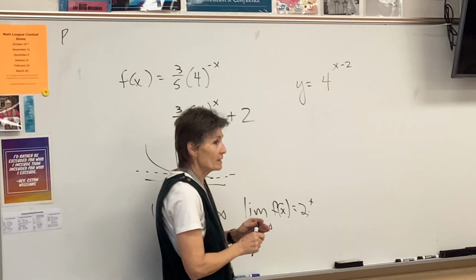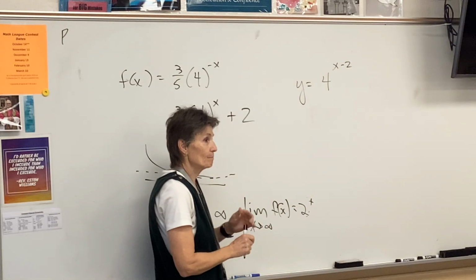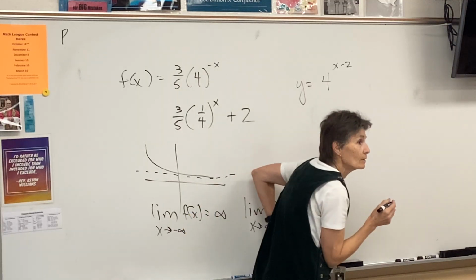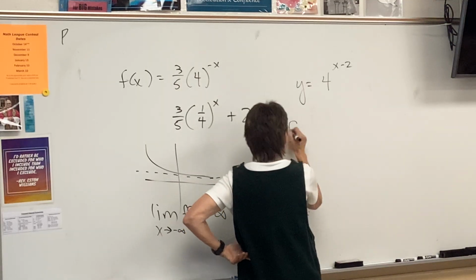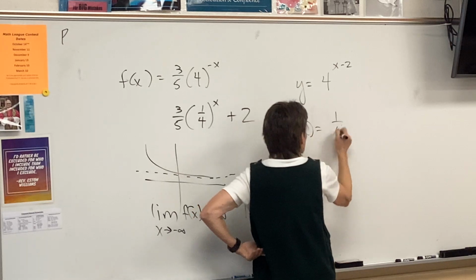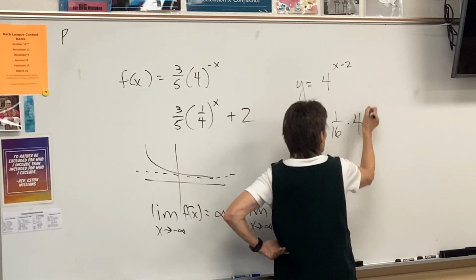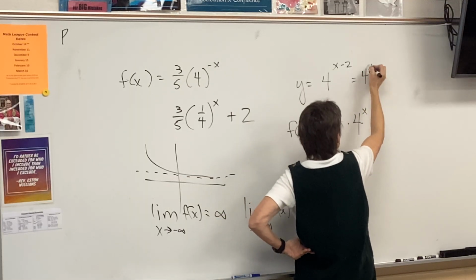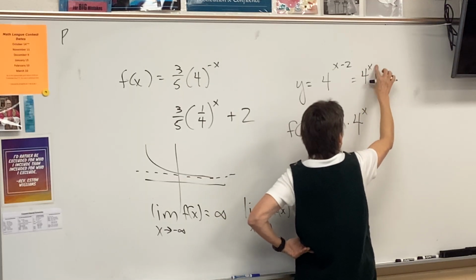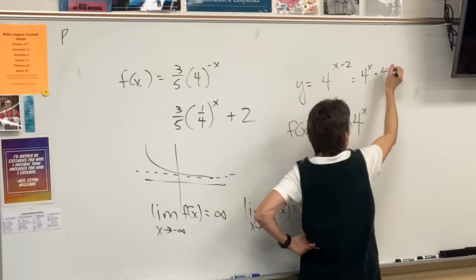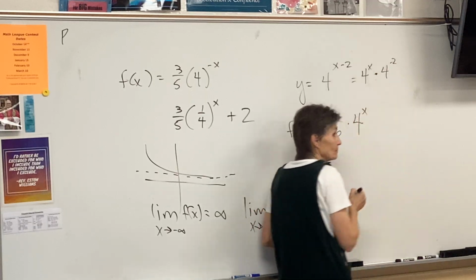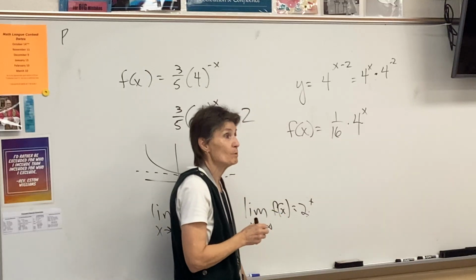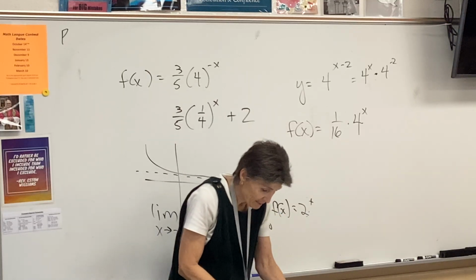Lily, have you done this one yet? You got what? 1/16. Yeah, she's exactly right. So 1/16 times 4 to the x. Because this is 4 to the x times 4 to the -2nd. And 4 to the -2nd is 1/16. Beautiful, beautiful. Anybody get B done?